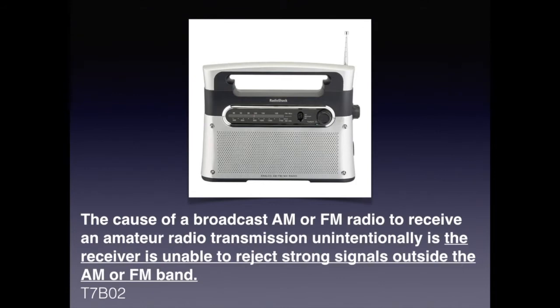Many radio receivers on the market are cheaply made, and they skip a lot of corners. For the exam, you need to know that the cause of broadcast AM and FM radios receiving amateur radio transmissions unintentionally is that the receiver is unable to reject strong signals outside the AM and FM band.